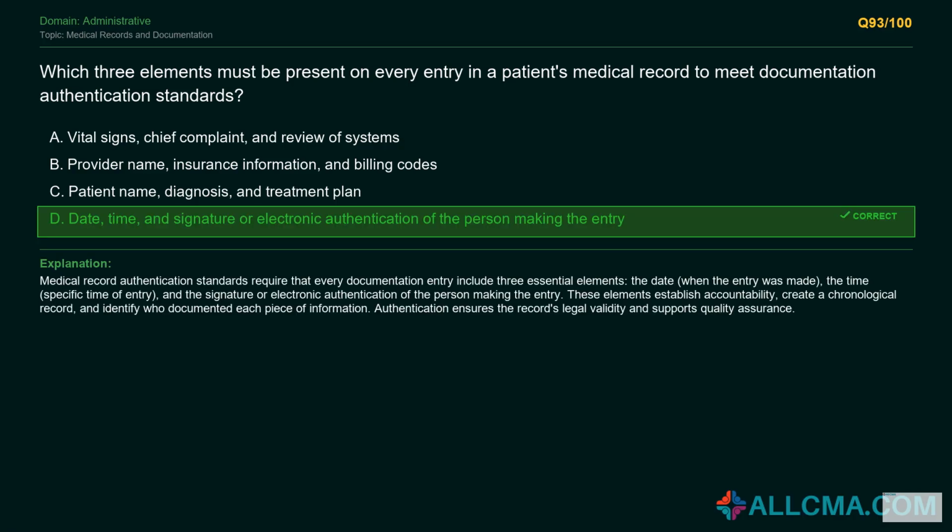The correct answer is D. Medical record authentication standards require that every documentation entry include three essential elements: the date, when the entry was made, the time, specific time of entry, and the signature or electronic authentication of the person making the entry. These elements establish accountability, create a chronological record, and identify who documented each piece of information. Authentication ensures the record's legal validity and supports quality assurance.